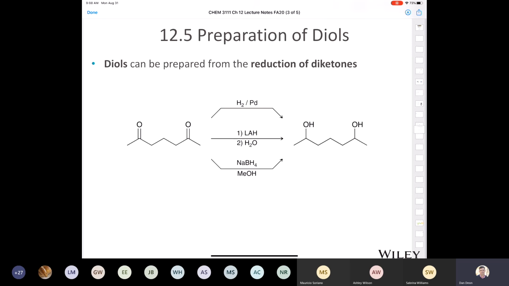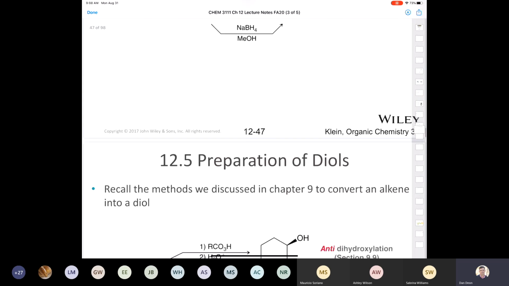Anyhow, let's move on and talk about how you would prepare a diol. You could make a diol from the reduction of a diketone. So here we have a beautiful diketone, and we're reducing that using what? Hydrogenation, lithium aluminum hydride, sodium borohydride. Those all work. Hey, we're getting close to the end of the lecture. I bet you guys could use a reaction that you know.